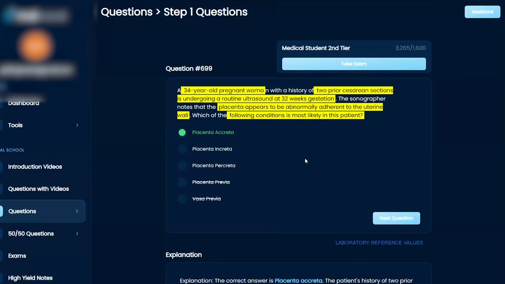But yeah, so let's talk a little bit about placenta previa. The placenta is near the os, right? Yes. So that's going to be kind of annoying, right? Because the placenta shouldn't be near the os, right? And vasa previa is the vessels are crossing over the os, which can cause some bleeding, right? So yeah, good.